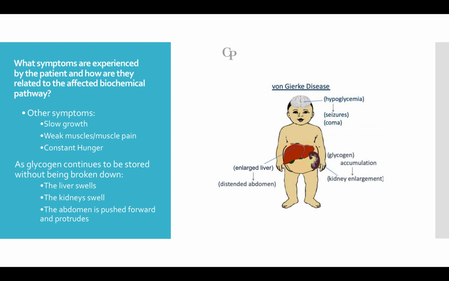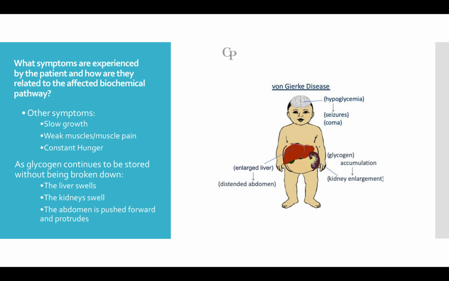The next symptoms are noted as the disease progresses. As more food is consumed, glycogen continues to be stored without being broken down. This results in a gradual buildup that in turn causes the liver to swell. Luckily, the liver remains relatively unaffected and is still able to perform many of its functions as normal.